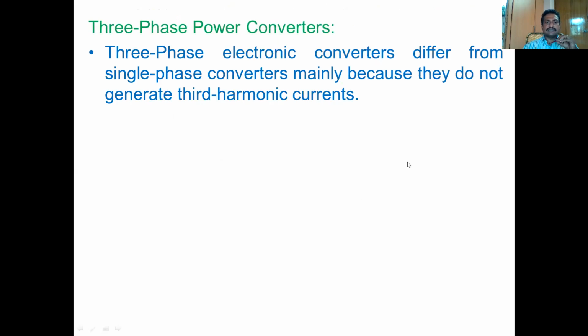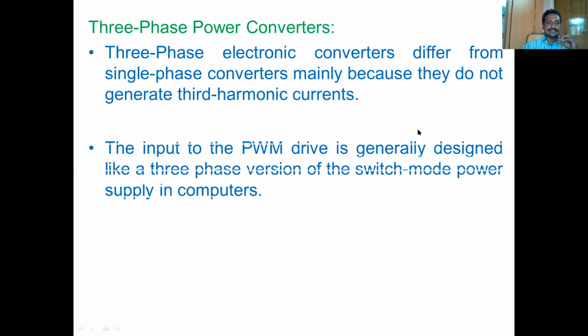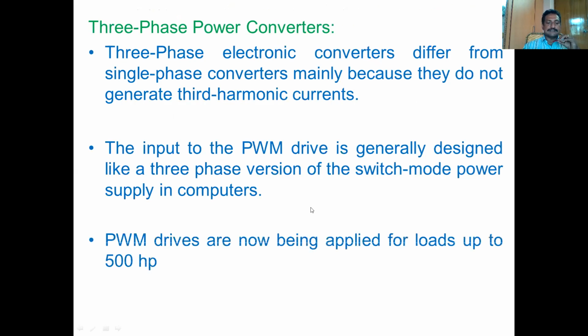Three phase power converters. You see that three phase electronic converters differ from single phase converters mainly because they do not generate third harmonic currents. So in this case, three phase power converters should not generate the third harmonic currents. The input to the PWM drive is generally designed like a three phase version of the switch mode power supply in computers. PWM drives are now being applied for loads up to 500 HP ratings.